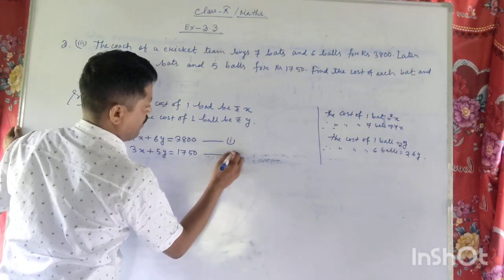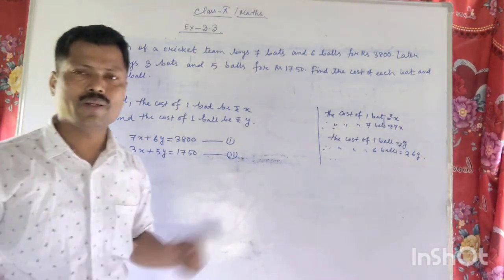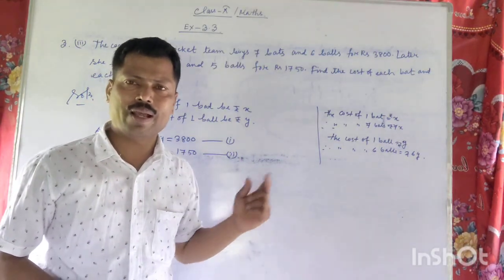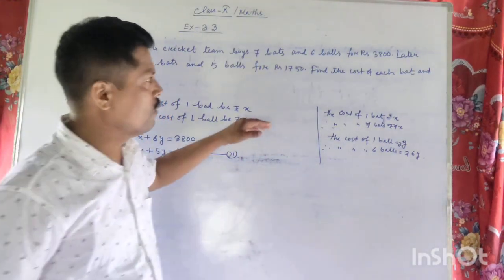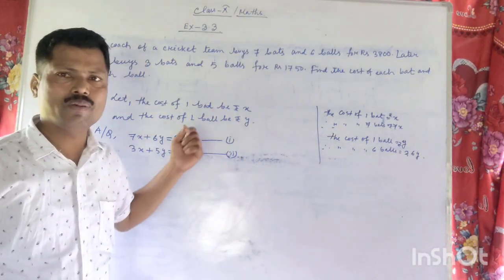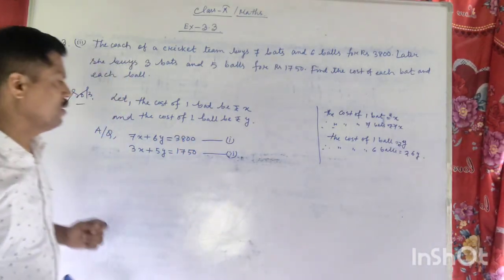So we prepare here 2 equations. Now we have to solve these 2 equations to get the x value and y value. If we get the x value, that is the cost of 1 bat, and the y value, that will be the cost of 1 ball. So now solve this.